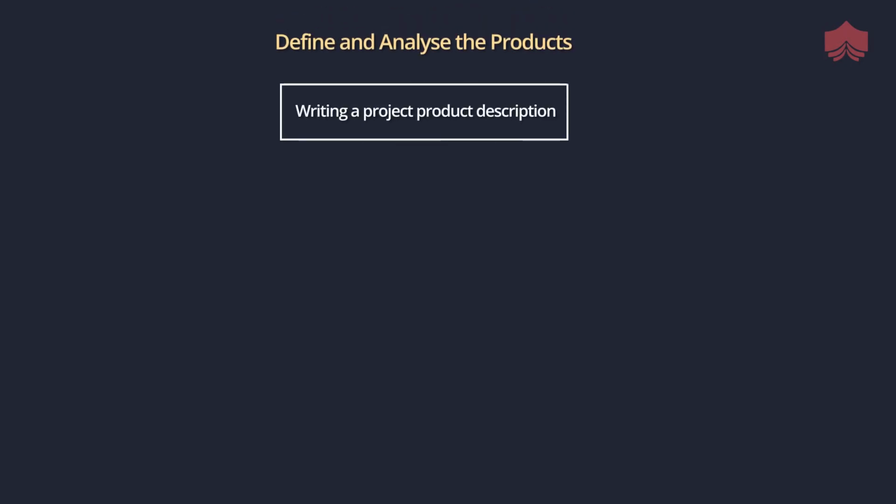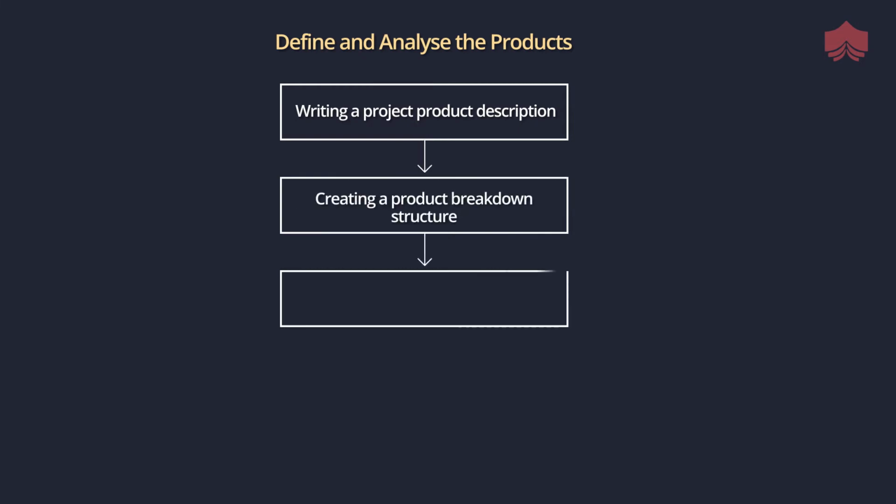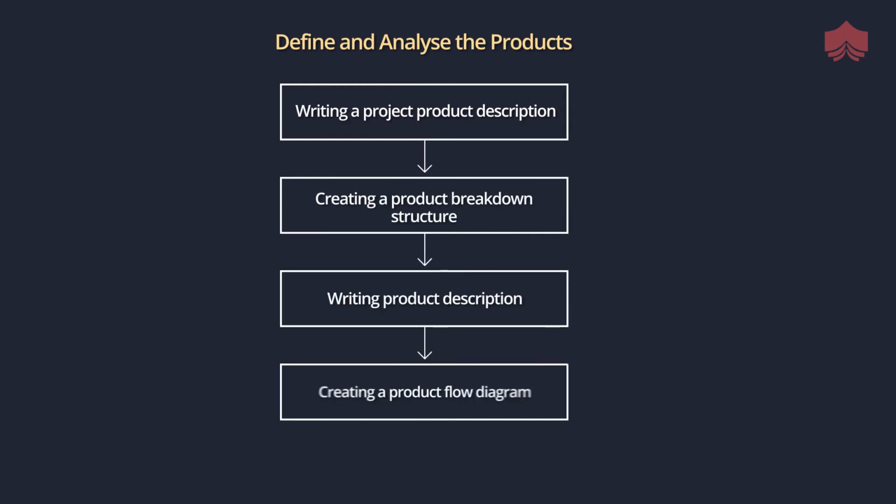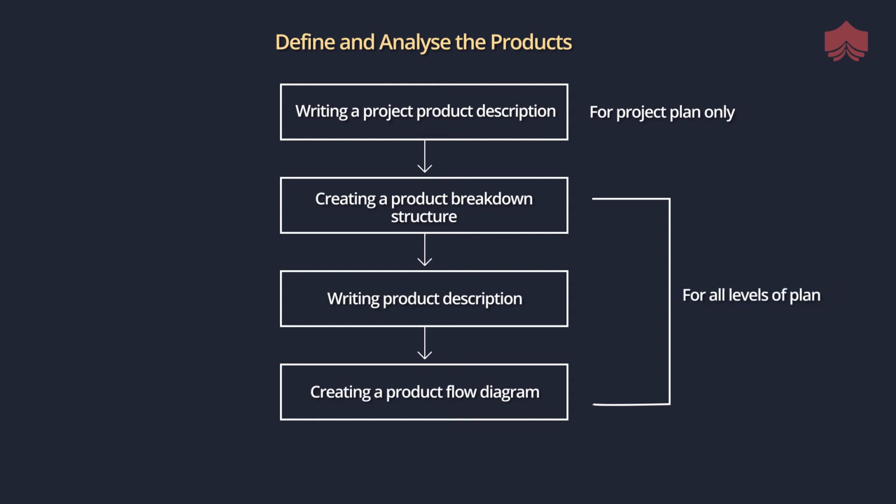Define and analyze the product involves writing a project product description, creating a product breakdown structure, writing product descriptions, creating a product flow diagram. The activity writing a project product description is at a project plan only. Other three activities can be done at all the levels of the plan.